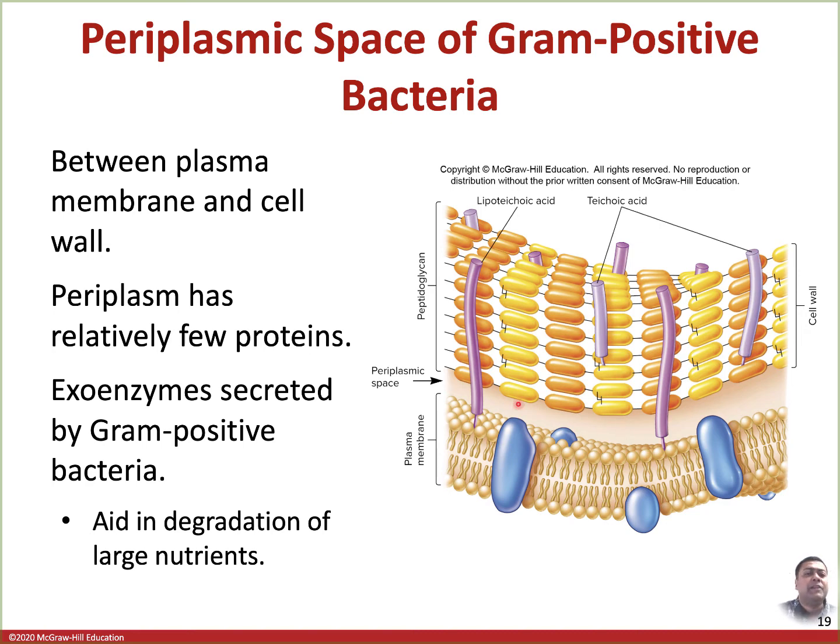The periplasmic space actually does have some exoenzymes secreted by the gram-positive bacteria, and they help to break down large nutrients. The periplasmic space is filled with many different types of exoenzymes, which are secreted from the cell, and they help to degrade some of the larger nutrients before they can pass through the plasma membrane.